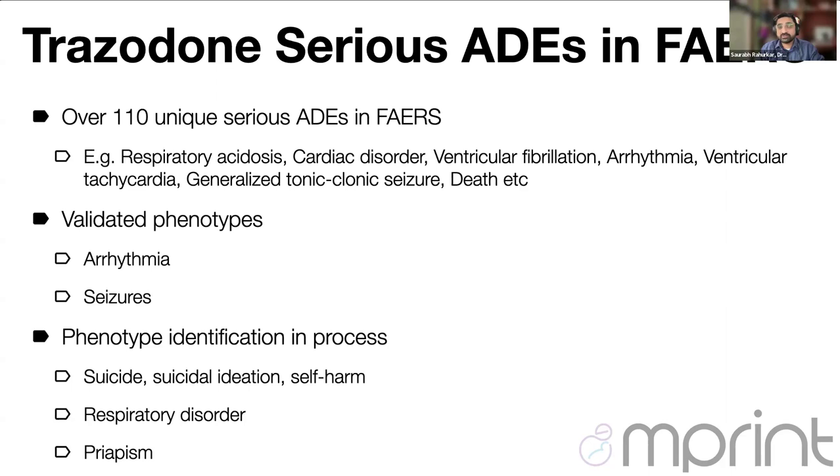So suicides are among those simply because they do show up in the FAIRS with fairly high PRRs. And again, these are a known sort of AD when it comes to antidepressant usage. We also have respiratory disorders, and we also have priapism, some of which are derived from the few studies that we have looked at that have looked at anything to do with safety in trazodone.